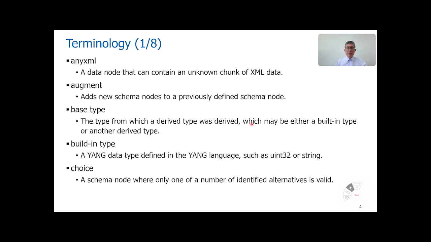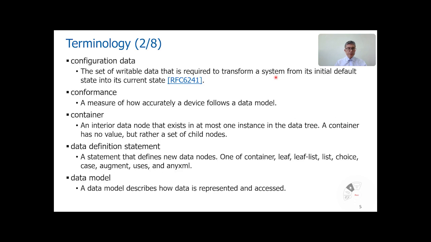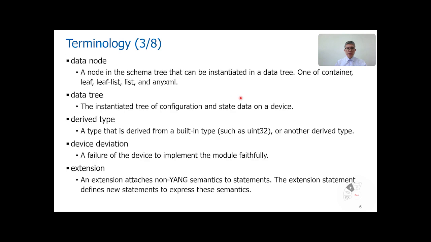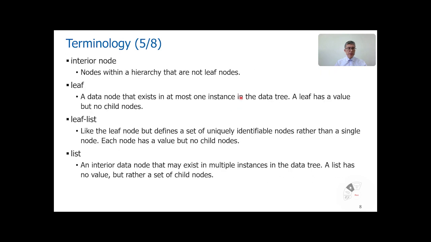So we have a bunch of terms in the terminology, so you can refer to those. For example, anyxml is a data node that can contain an unknown chunk of XML, so any type of YANG data can be facilitated. Okay, I will explain the terms during this lecture, so you can refer to them.